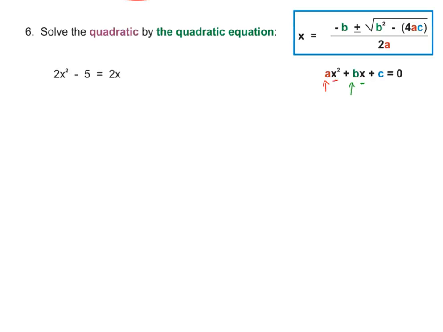The coefficient of the x to the first power term. What is c? The constant, the number. Okay? All right, so let's go ahead and put this in the proper form first. We've got to add a negative 2x to both sides. 2x squared minus 2x, whoops, minus 5. Oh, thank you, smartboard. Minus 2x minus 5 equals 0.